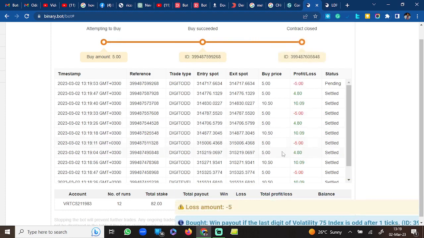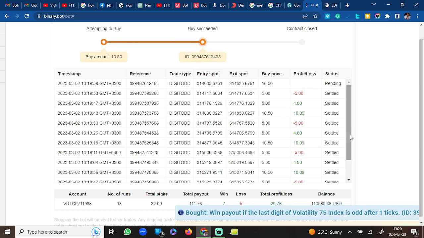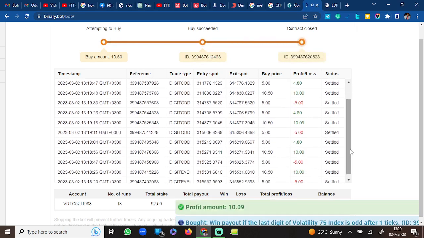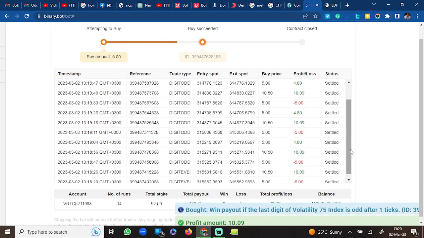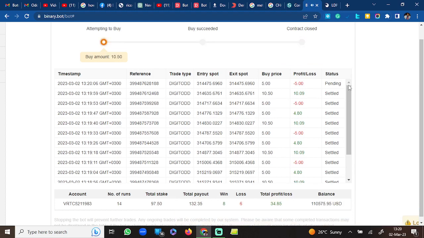And that's why the payout is high. Payout is close to 96%. And this one you're going to have less than 20 runs to make your money.